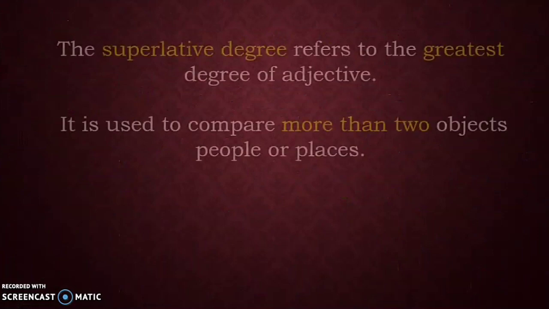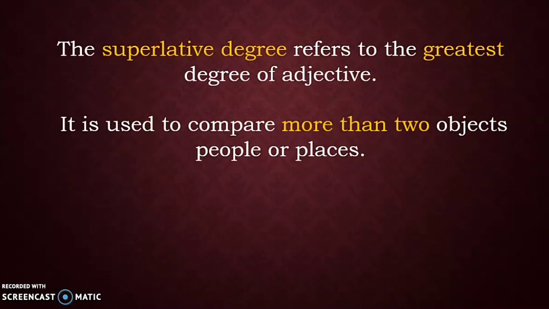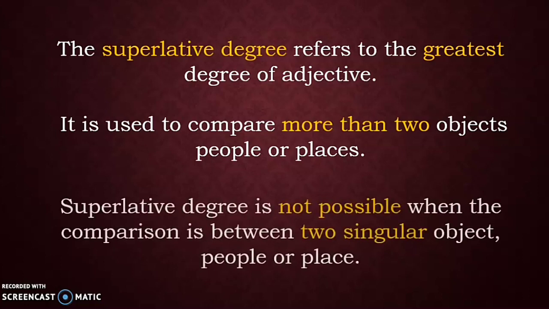Moving forward to the third kind of degree, that is superlative degree. It is the highest degree of adjective. It is used to compare more than two objects, people, or places. Now it is very important to note that superlative degree is not used when in the sentence the comparison is done between two individual entities, between two singular objects, people, or places. It is only possible when a group of people, places, or objects is compared.